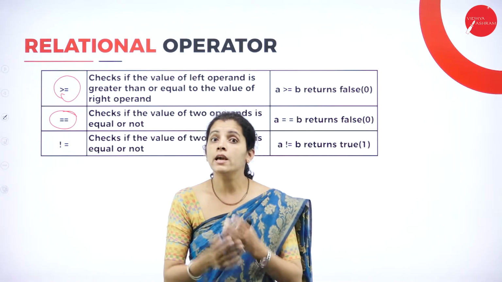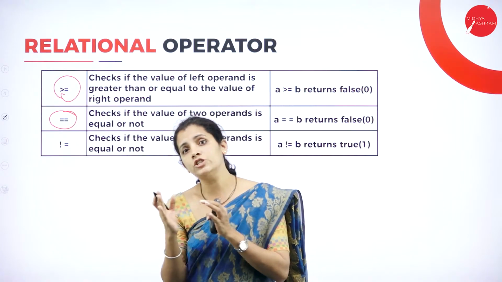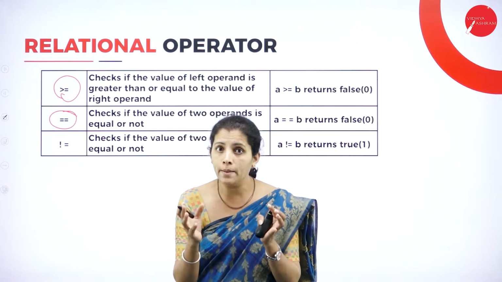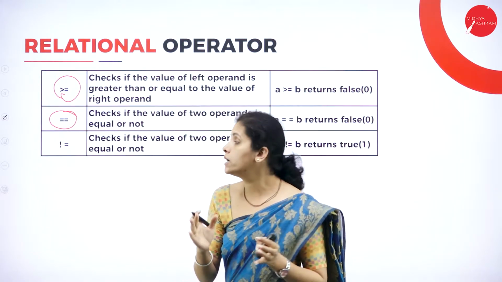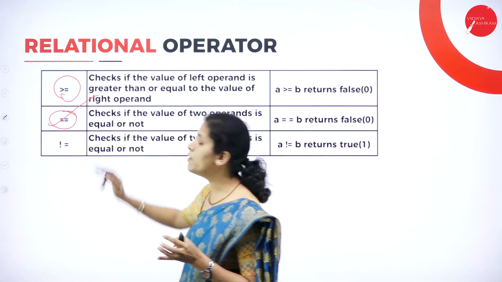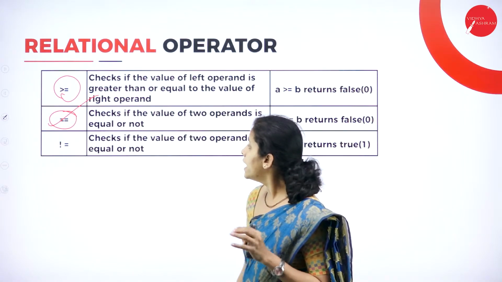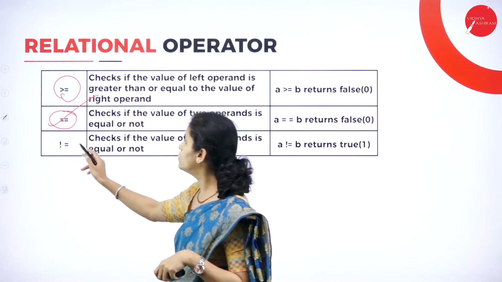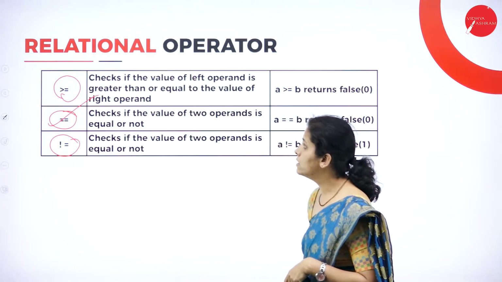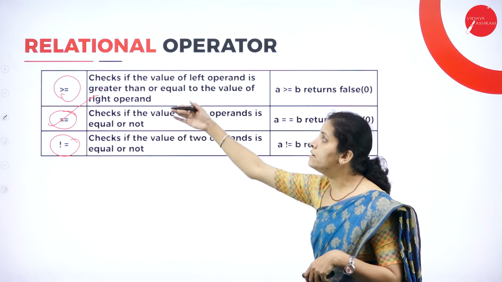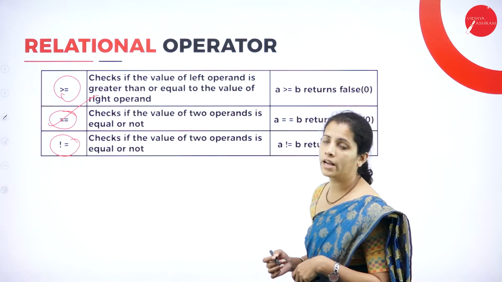That means if I want to check the relationship between two variables, that is, whether both the variables are equal or not, at that time I can make use of the equal operator. Along with that, I can make use of the not equal operator. And these are the examples for relational operators.